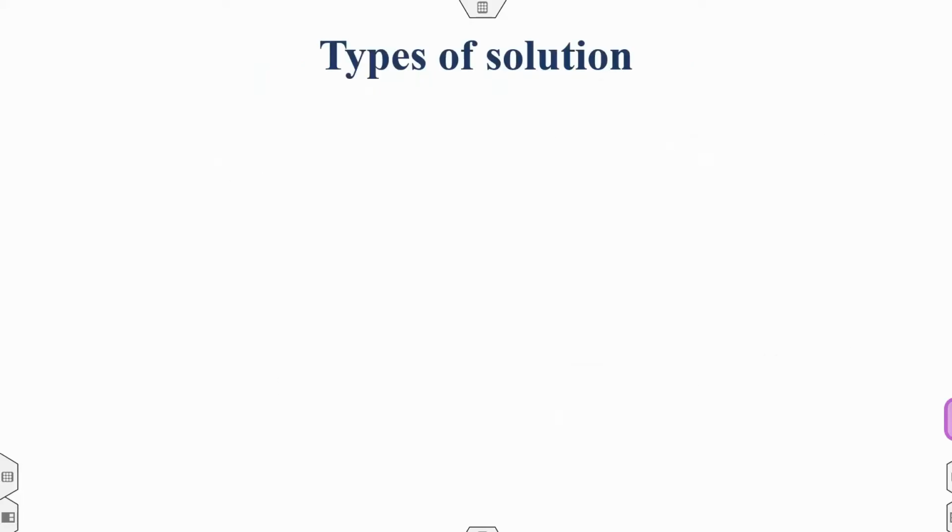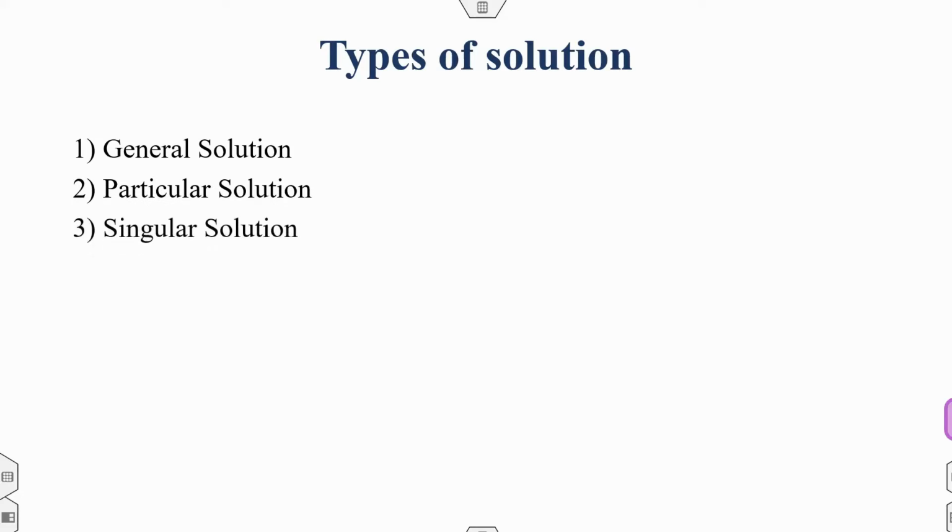So now we will talk about the types of solutions of a differential equation. There are three types. First one is general solution, second is particular solution, and the third one is singular solution. So let's discuss one by one.